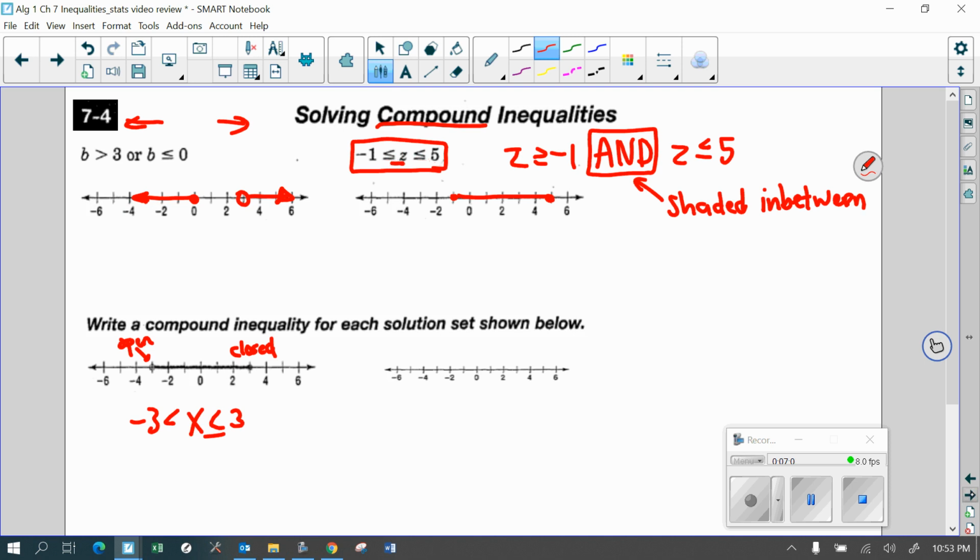All right, I'll only make up one that goes in opposite directions. So this is going to be b is less than or equal to -1, or b is greater than 4. Okay, so when they're going to the outsides like that, the word's or. When it's shading between, it's and, or I can write it as a compound inequality.